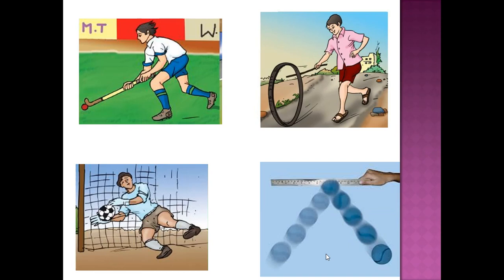The first picture tells us that force can change the state of motion of an object. The second one shows that it can increase the speed. The third one shows that it can decrease the speed of an object or bring an object to rest. And the fourth one shows that force can change the direction of an object.